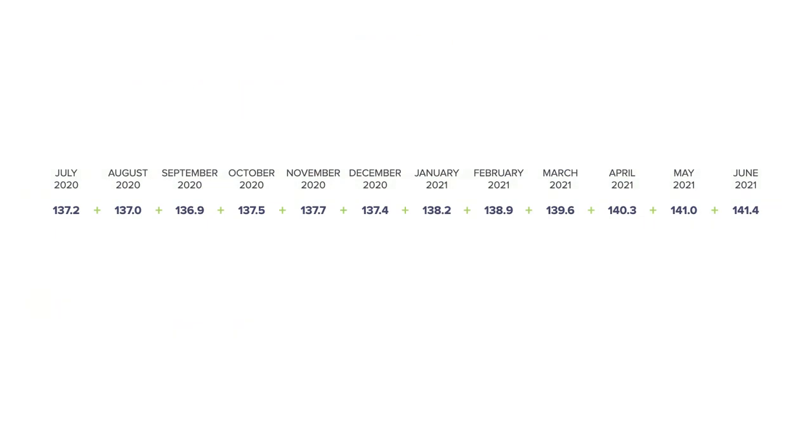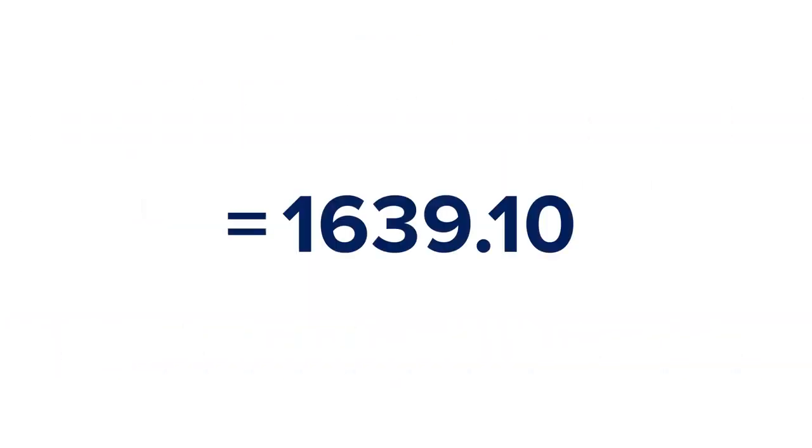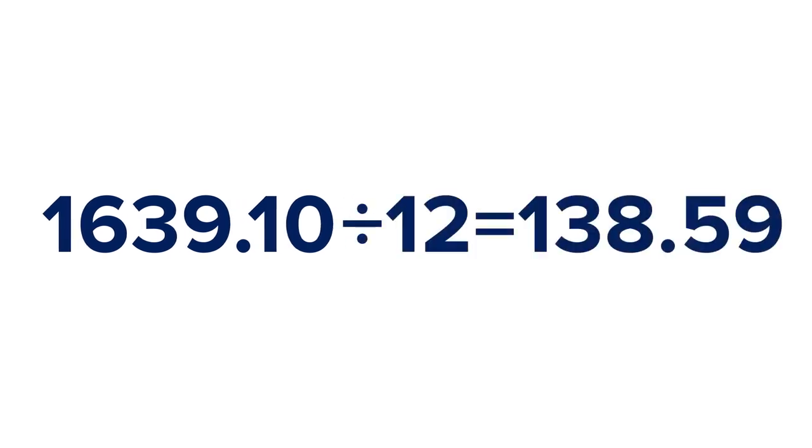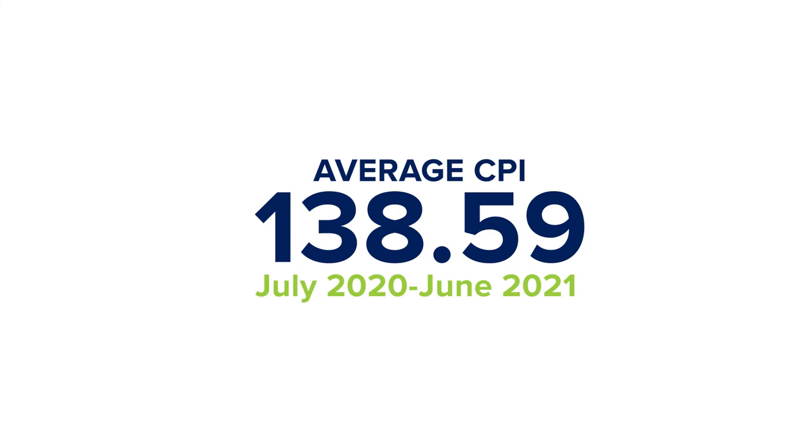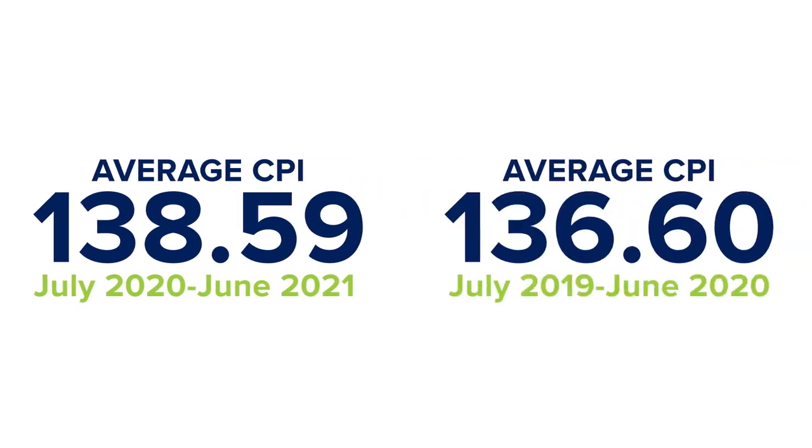The CPI from each month was added together and then divided by 12 for the 12 months of the year to obtain the average monthly CPI. For the period of July 2020 to June 2021, it was 138.59. Then the same calculation was done for the previous year. For the period of July 2019 to June 2020, it was 136.60.